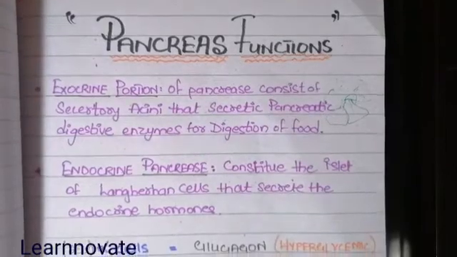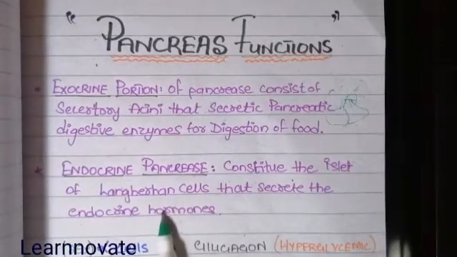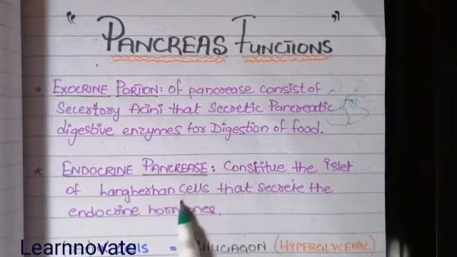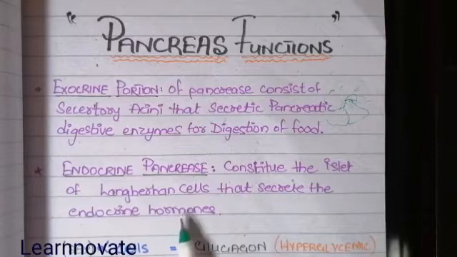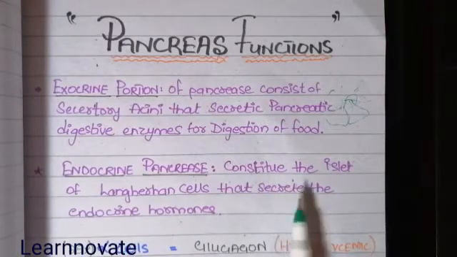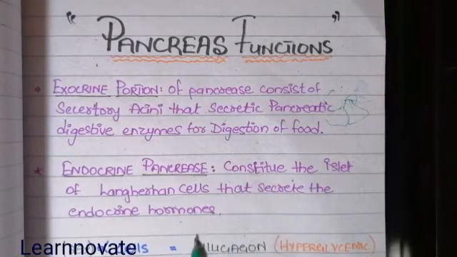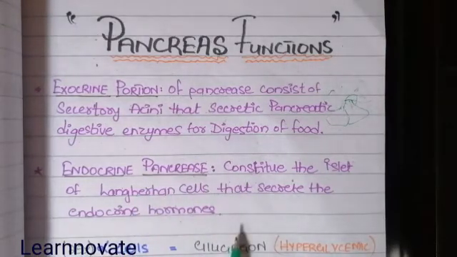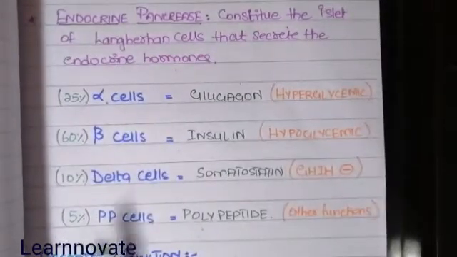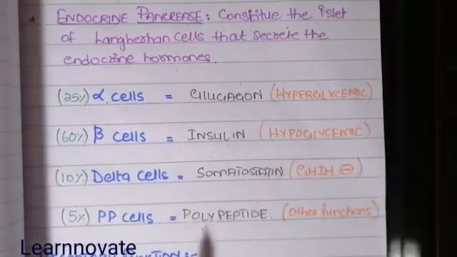The other portion of the pancreas, the endocrine pancreas, constitutes the islets of Langerhans. These islets of Langerhans contain a series of cells that secrete the endocrine hormones. There are a large number of endocrine pancreatic cells present in the islets of Langerhans, and they are responsible for the secretion of some important endocrine hormones. Now here you can see I have written some of the important hormones with their functions that are important for the physiology of the pancreas.